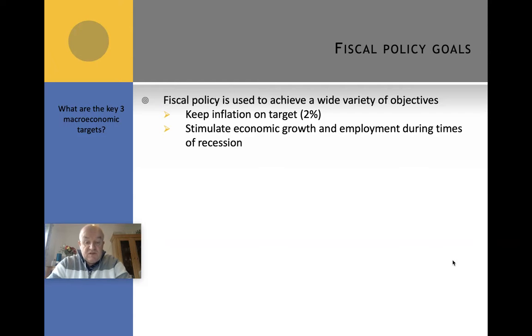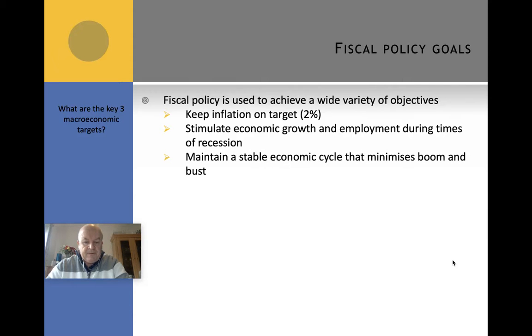It can be used, obviously, to stimulate economic growth and employment during times of recession. So if we've got an economy that's in recession, we've had two periods of negative economic growth, then clearly fiscal policy can be used to stimulate economic growth and development. Also, remember that we talked about this principle of stability. We're trying to minimise the booms and busts of the economic cycle, and again fiscal spending and taxation can be used to try and maintain a stable environment for individuals and businesses to thrive within.